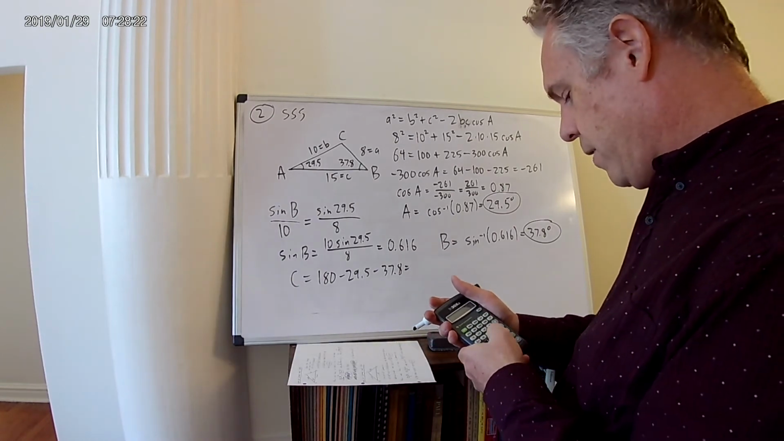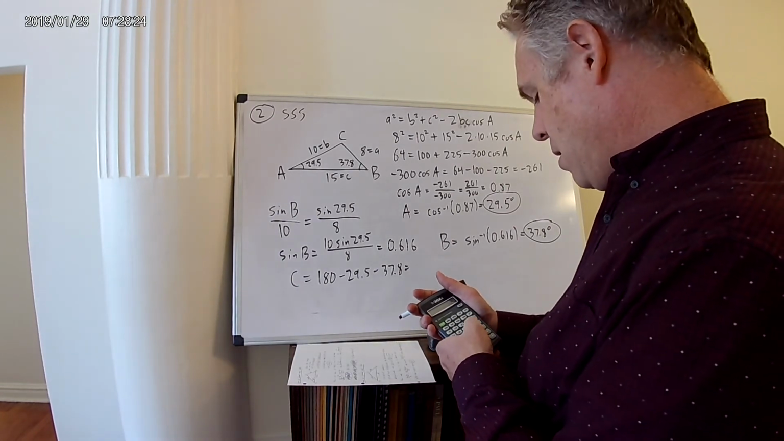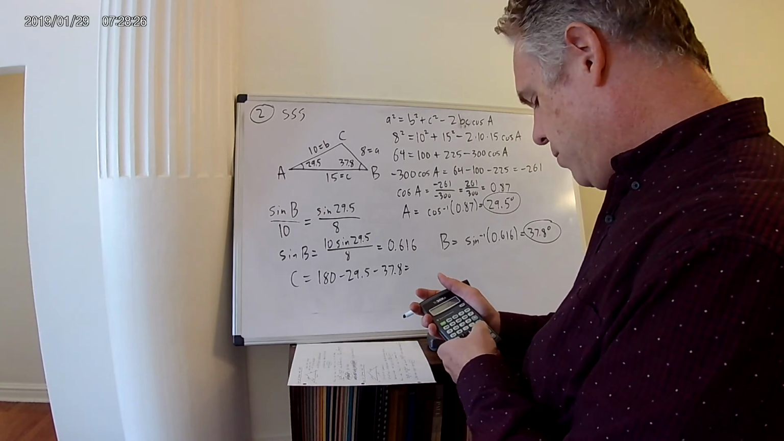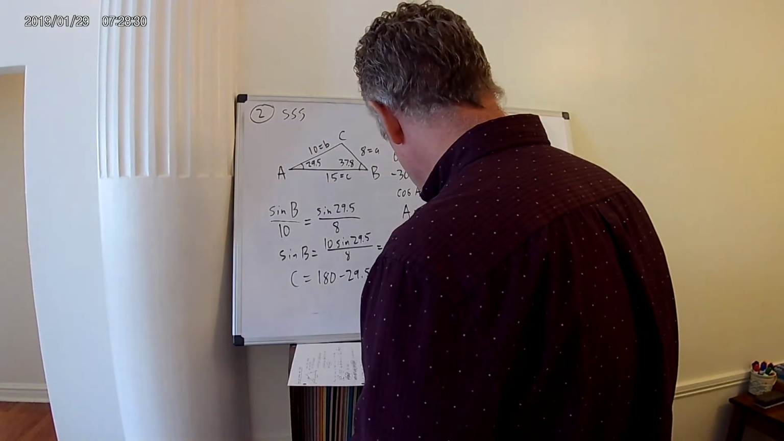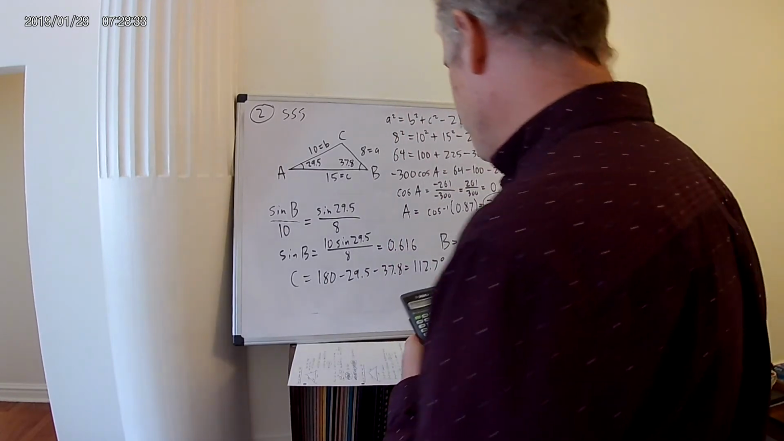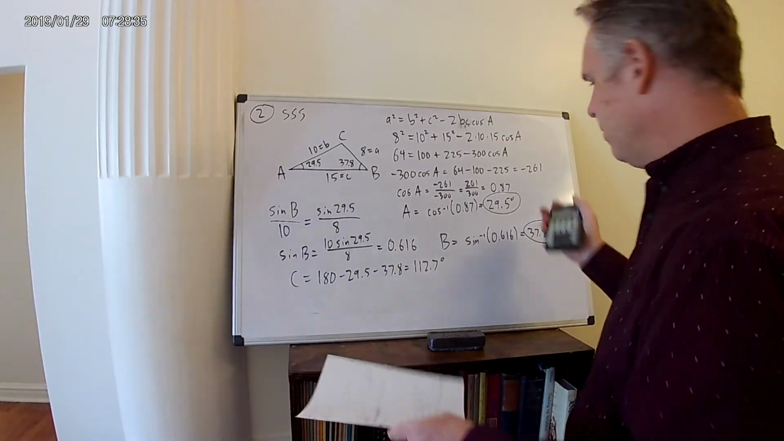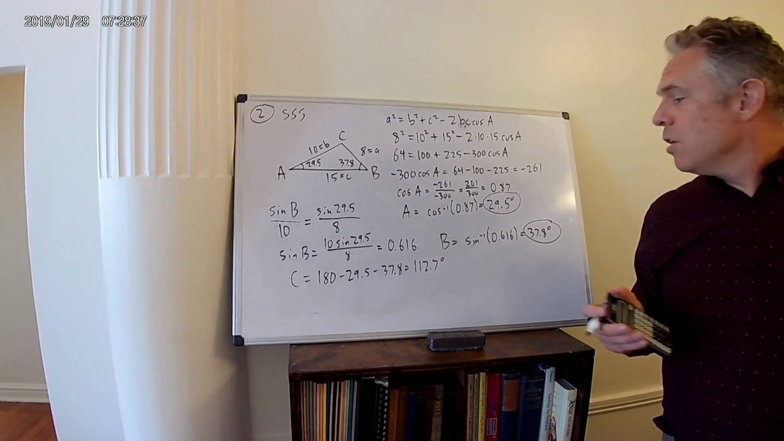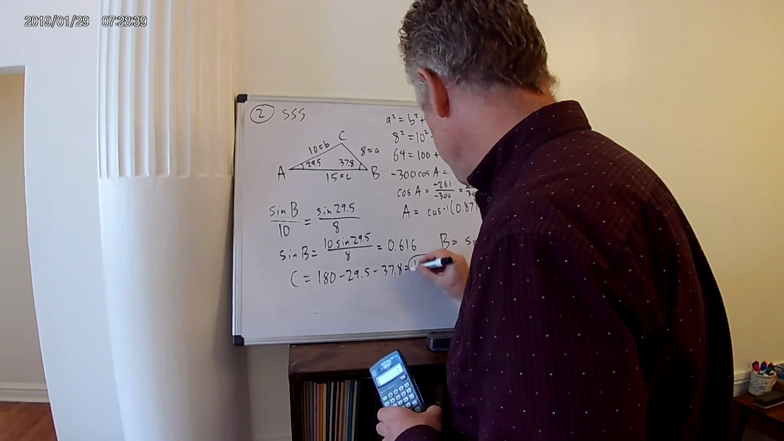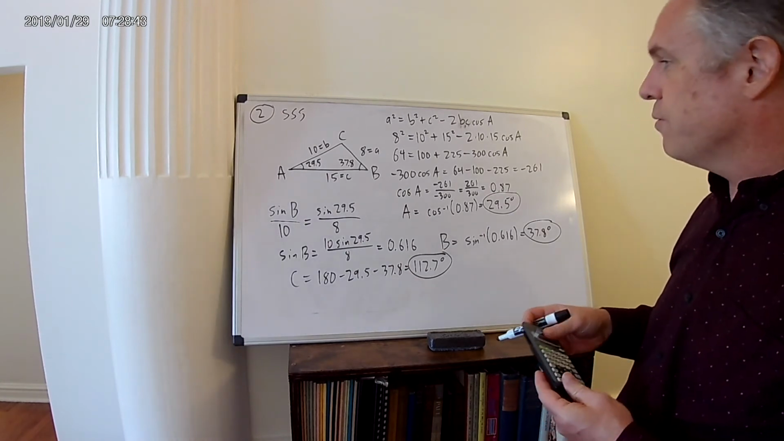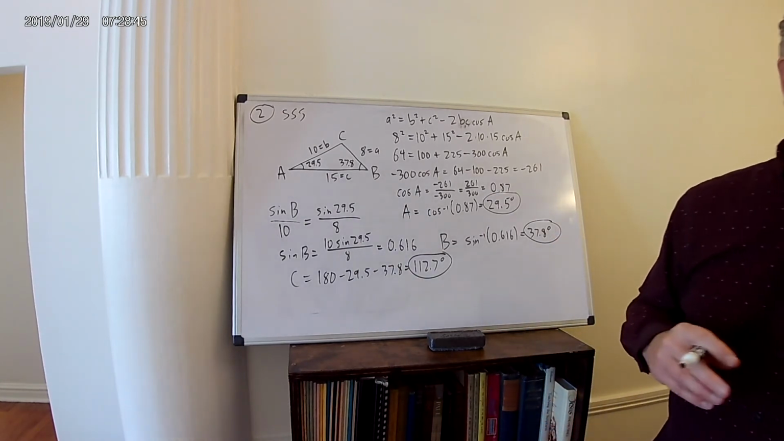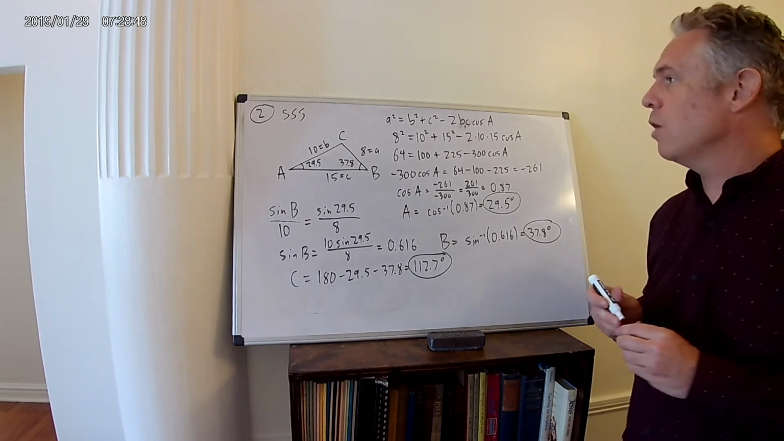Let's just do this here, 180 minus 29.5 minus 37.8 gives me 112.7 degrees. Probably the difference is due to rounding from my notes. So this is our third angle. This is angle C. Okay, we found all our angles, we already knew all our sides, so we've solved this triangle. So this is a second example of an application of the law of cosines.